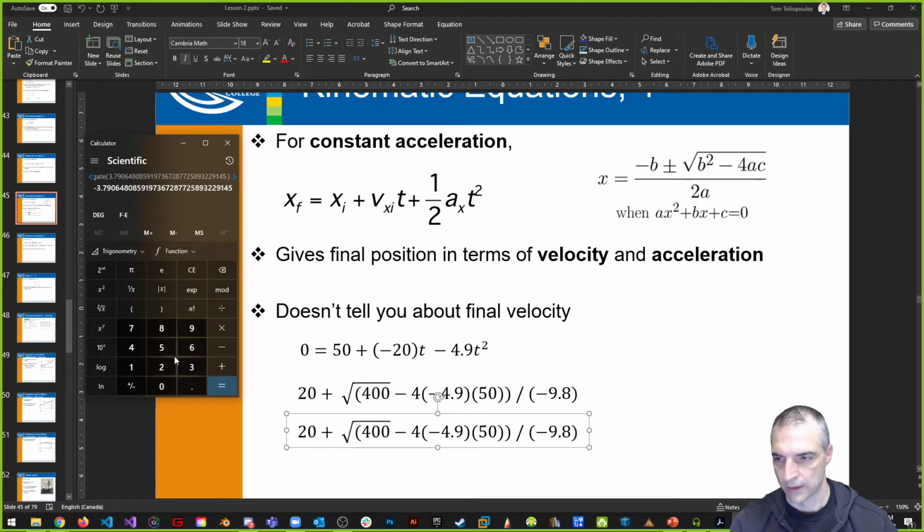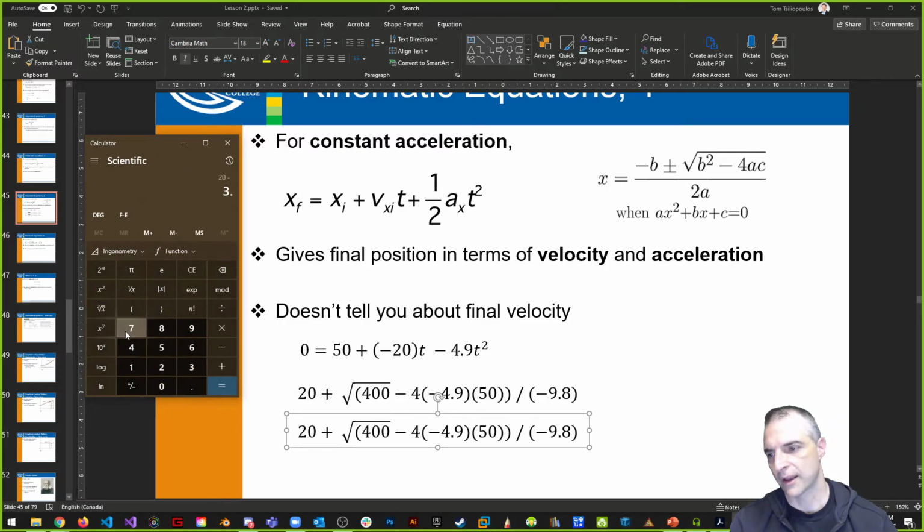So if I said 20 plus that negative value, as an example, then that would be 20 minus 3.791. So we think that it's going to take 16 seconds for it to go in this particular case. I probably made a mistake somewhere, for sure, because it should be much smaller than that. Okay, but that's the idea.